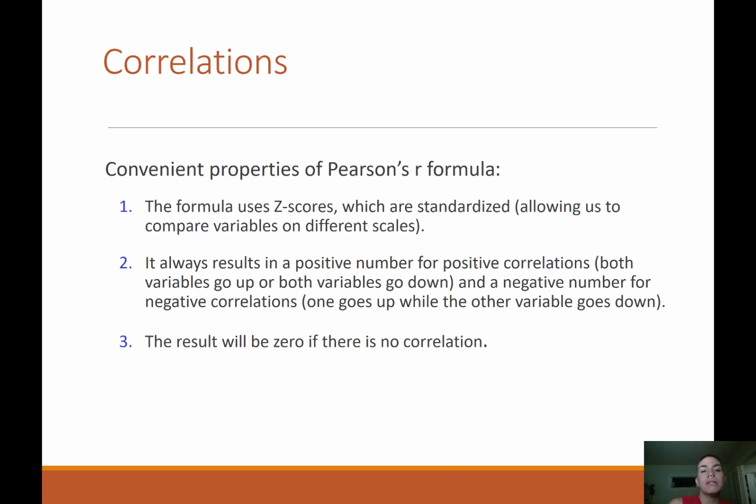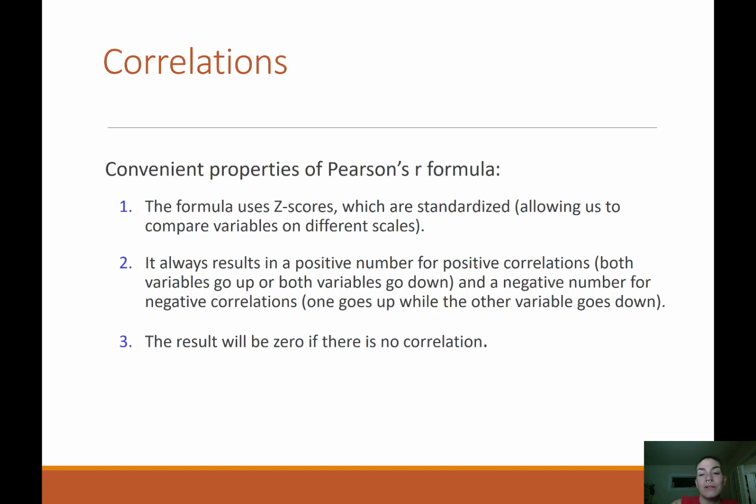I just want to make some notes here about the convenient properties of this formula. First of all, the formula uses z-scores, which are standardized. So that's why we're able to compare variables or look at the relationship between two variables that are on different scales. Because in the computation of Pearson's r, we standardize both variables so they are on the same scale of standard deviations. Remember, that's the definition of a z-score. And then we can look at the relationship between the variables.